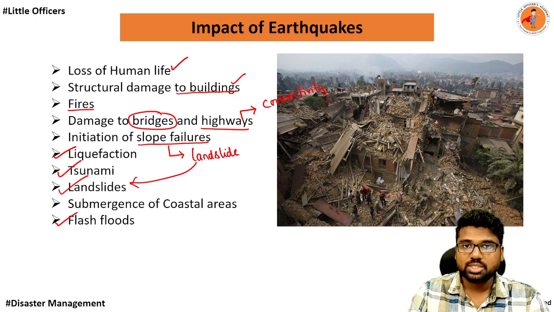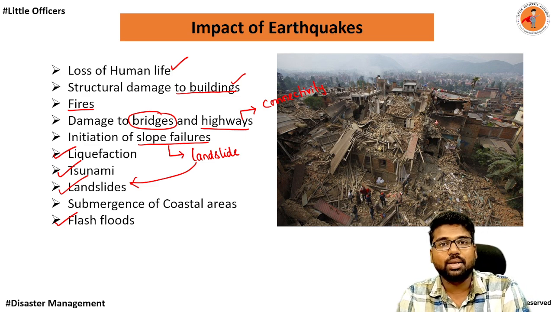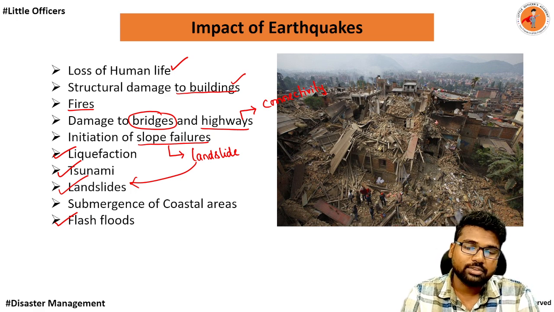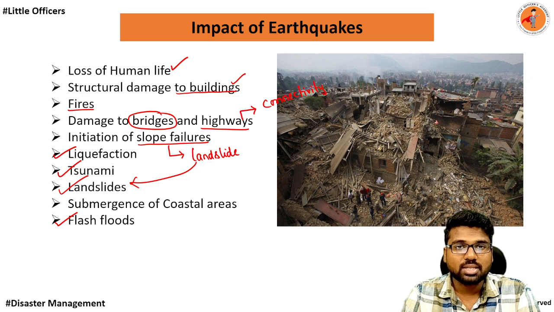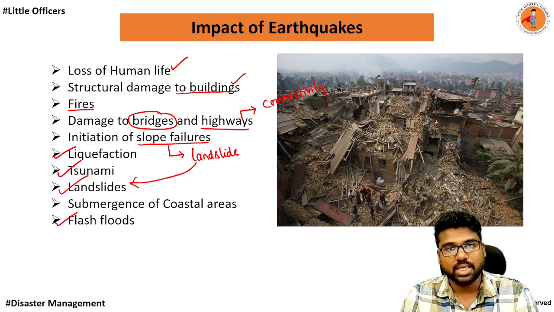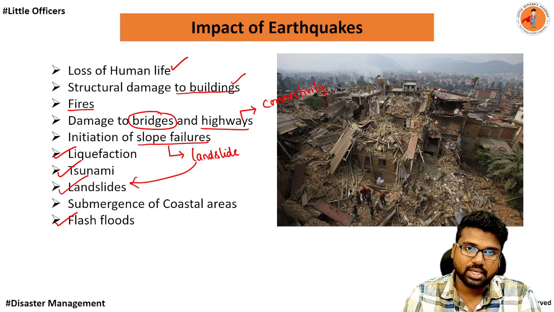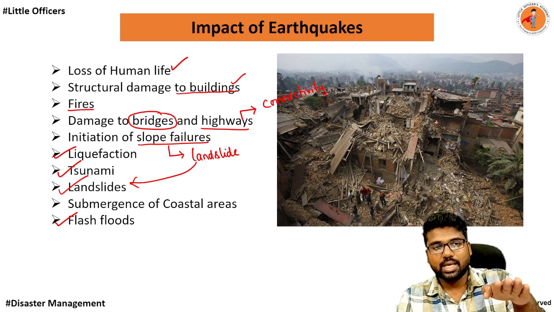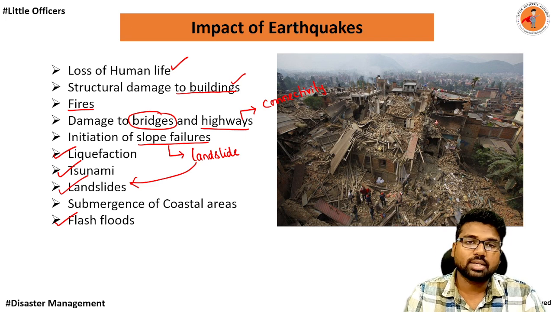All of them are themselves disasters which can seriously impact the lives of people, property, infrastructure, crops, and the environment. Even environmental damage happens. Many species might die. Some rare or endangered species might even go extinct. These are some of the consequences or impacts of earthquakes. Say, submergence of coastal areas: particularly in coastal areas, low-lying areas may completely submerge below the water. And these are some of the consequences.